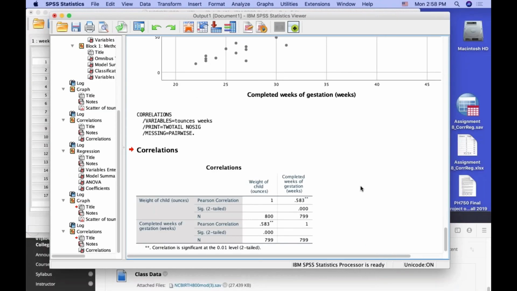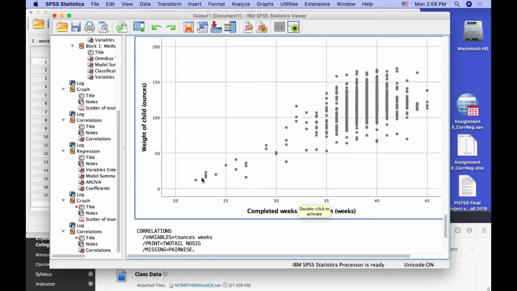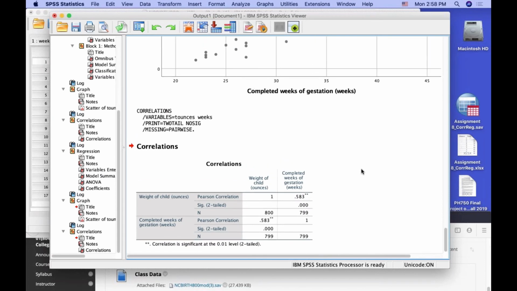And let's see what our Pearson's correlation looks like. Well, look at this. This is a much healthier correlation, right? Almost 0.6, a positive 0.6. It's a positive correlation: as we get more completed weeks of gestation, we get a higher birth weight. And in addition to that, we see also that it is statistically significant.